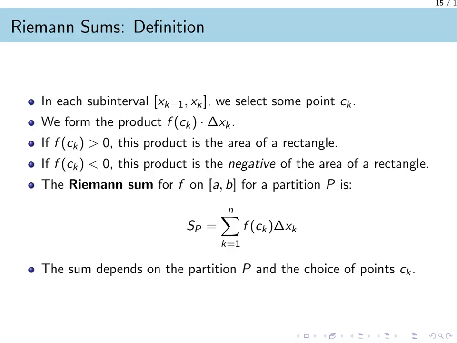The result, S sub P equals the sum of f of c sub k times delta x sub k, is the Riemann sum for the function f. The value of this sum depends on both the partition P we choose and our selection of the sample points c sub k. The Riemann sum gives us a numerical approximation for the net area between the curve and the x-axis.